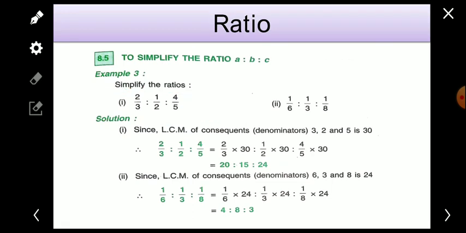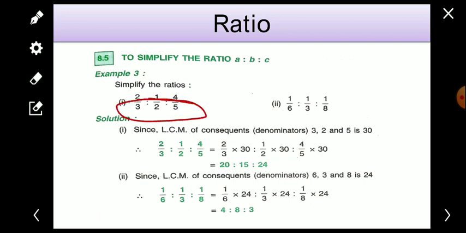Simplify means the simplest form, where each and every term should be a whole number. Each and every term should be a whole number. Got it? So here it is a fraction, so we have to simplify it. So how to simplify? Very simple.